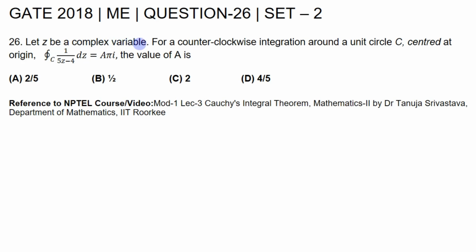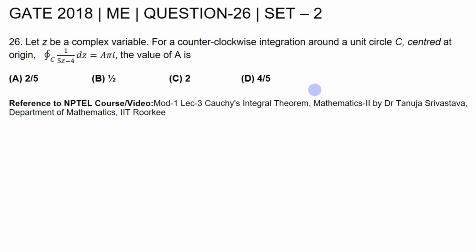Let z be a complex variable. For a counterclockwise integration around a unit circle C centered at origin, the value of this integral, that is, the closed integral on curve C of 1 upon 5z minus 4 dz, is equal to a pi i. So we need to find the value of a here.